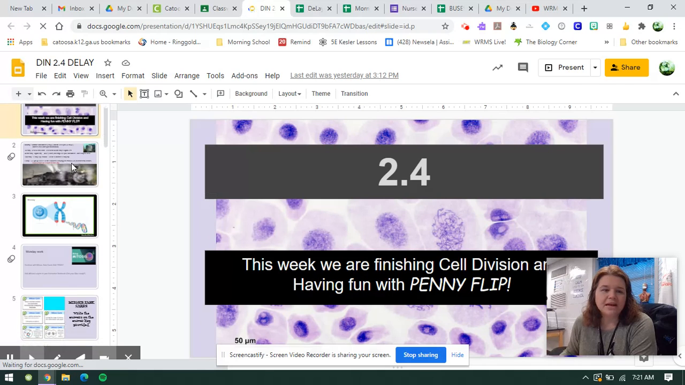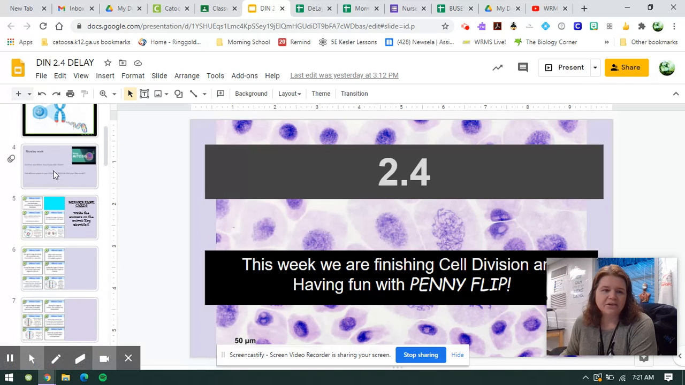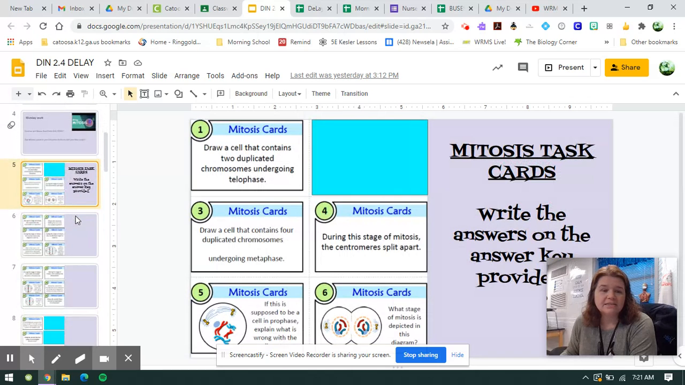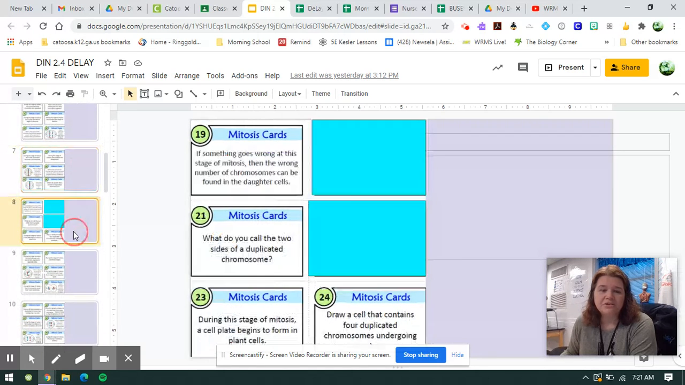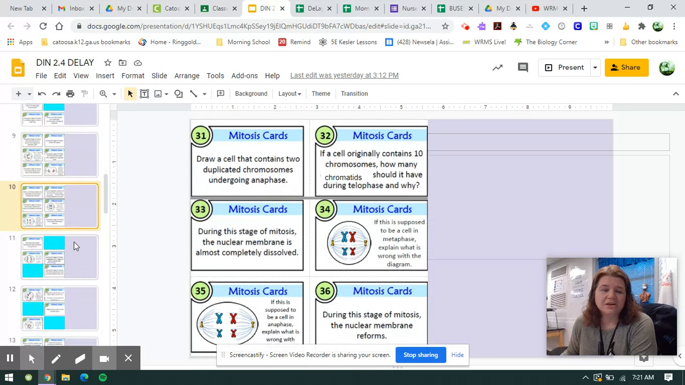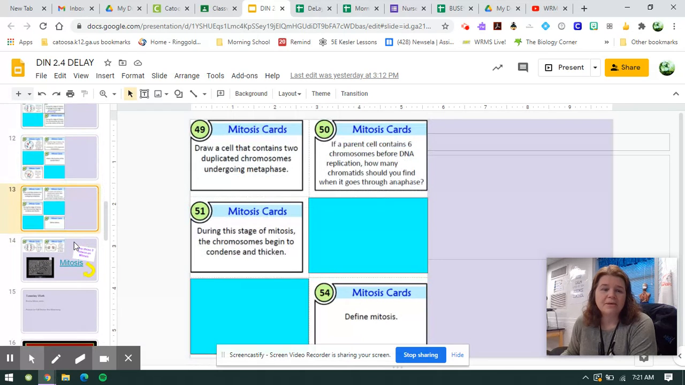If you scroll down, you'll notice that here is what we worked on Friday and on Monday, yesterday, our task cards. This is a great review of mitosis and the cell cycle. You can go through here and look at all these great questions and review topics for mitosis.